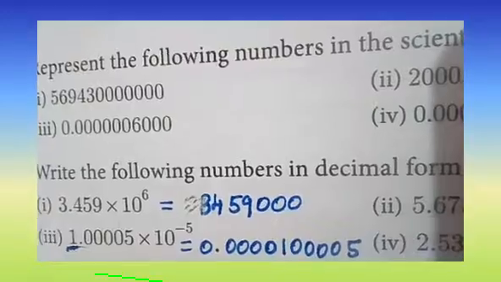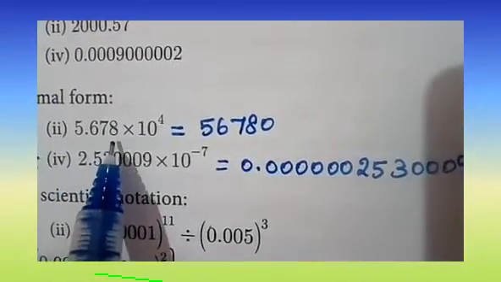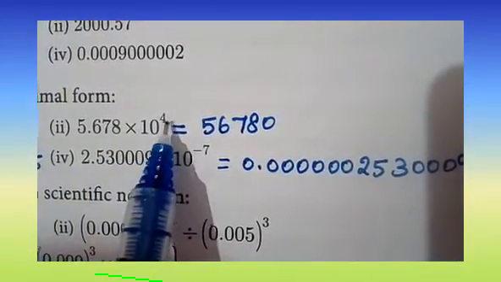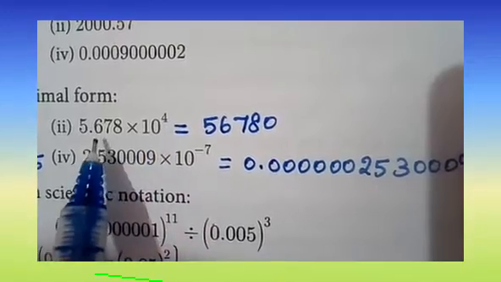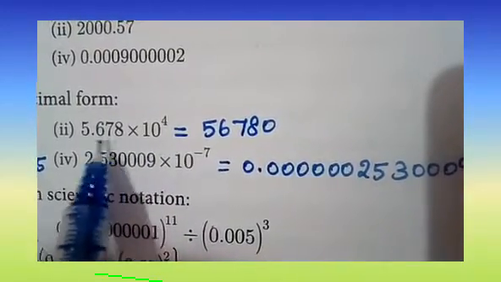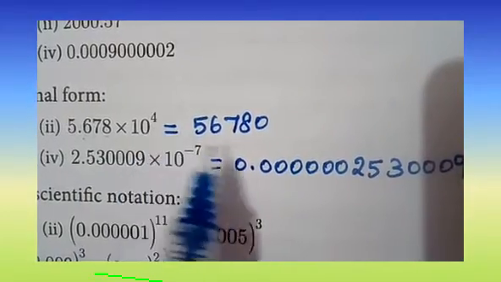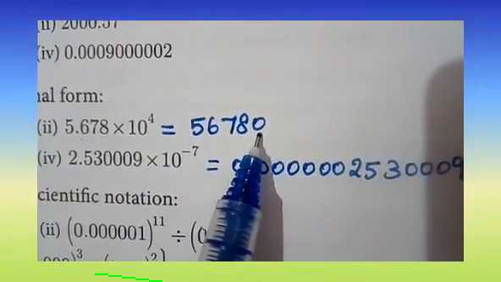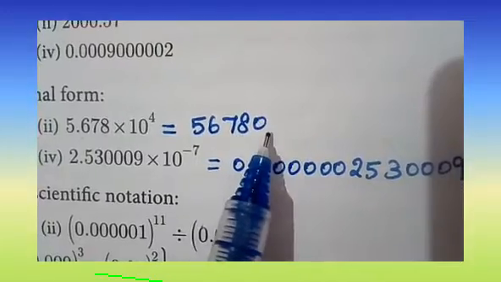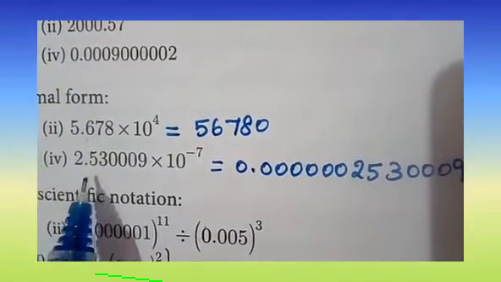Second question, 5.678 into 10 power 4. It is a positive power. Now consider the decimal places: 1, 2, 3. We need 4 decimal places, so add one 0 at the last. So 56780.